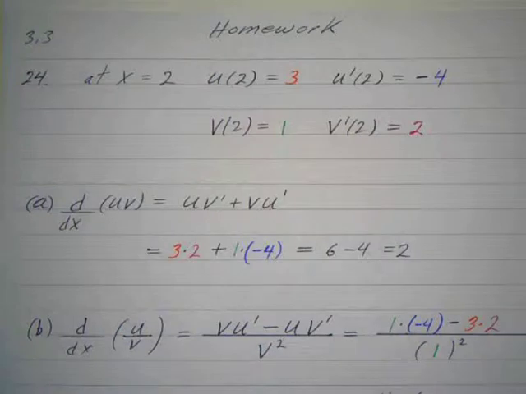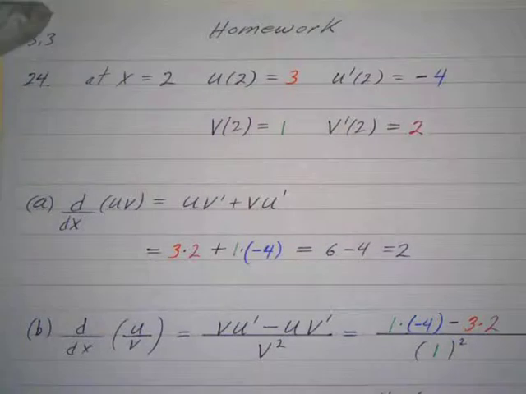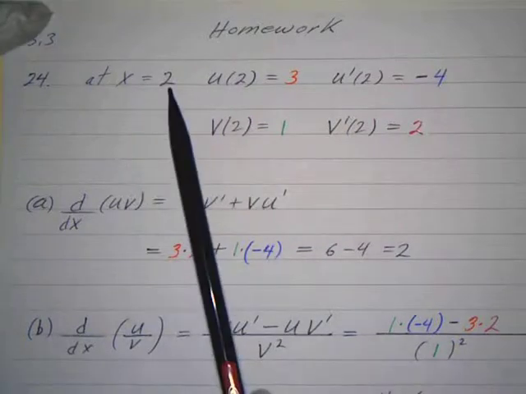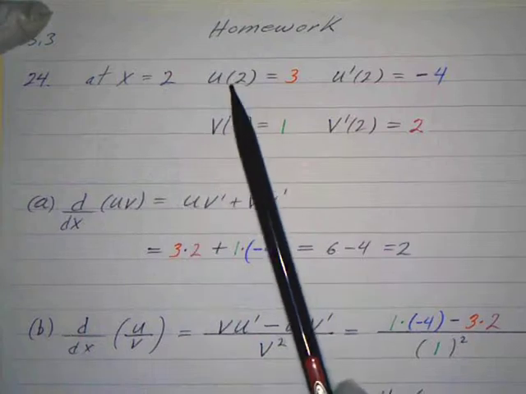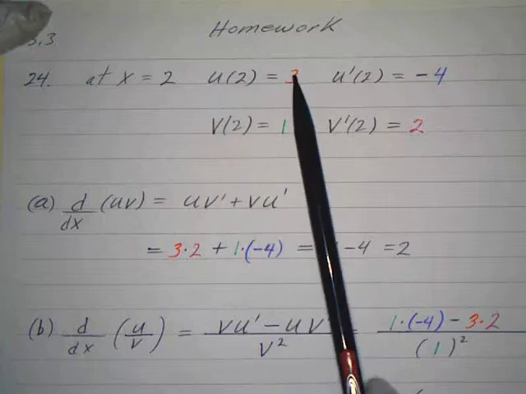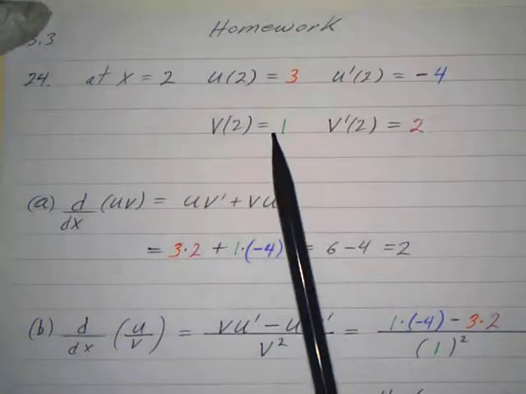All right, again, 3.3, this is number 24, and these are using numerical values. This is just a check to make sure you do understand and can use the quotient rule and power rule, as well as the sum difference rule. So here we have some given values at x equals 2. We have a function. We don't know what the function is, but we got two functions, u and v. We know u of 2 is 3 and v of 2 is 1.